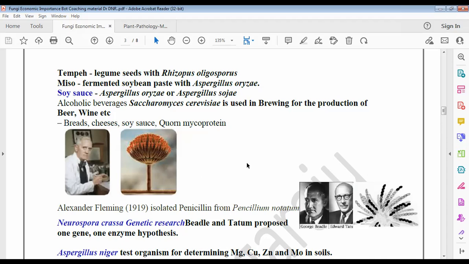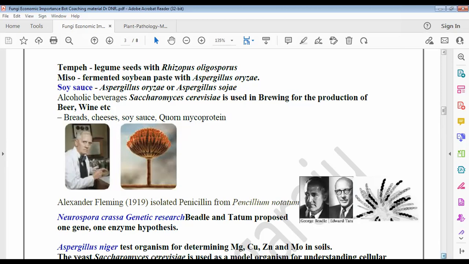Even nowadays we use penicillin as an antibiotic whenever we get injured, damaged, bleeding, skin allergies or skin damages, even at weakness time, as an antiseptic. We use this even after 100 years. That is the wonder drug isolated by Alexander Fleming.